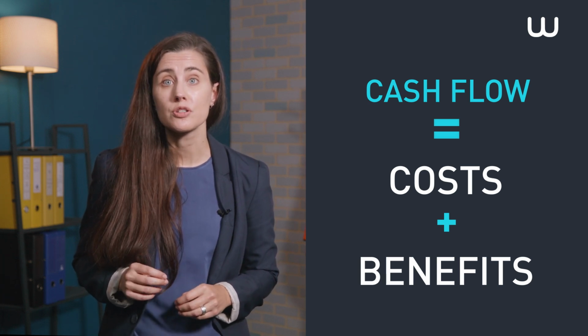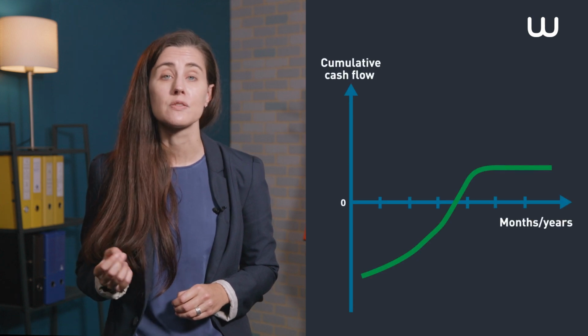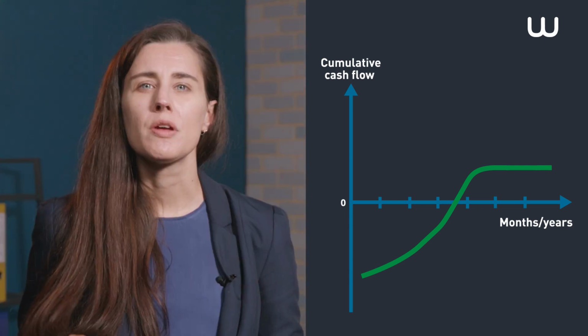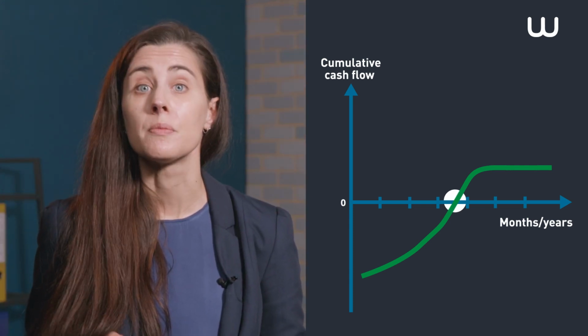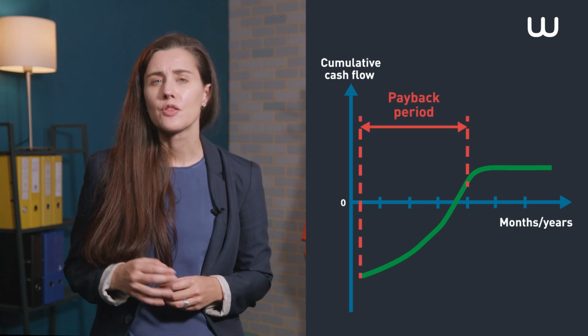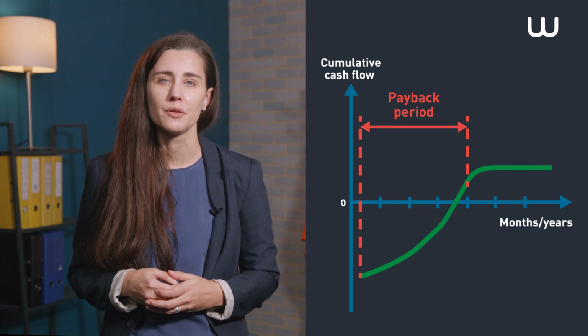The first approach consists in representing the evolution of cash flow for a new piece of equipment, accumulated over months or years. We then look at the moment from which this cumulative cash flow becomes positive. This is the payback period. The shorter this period, the quicker the equipment will be profitable.